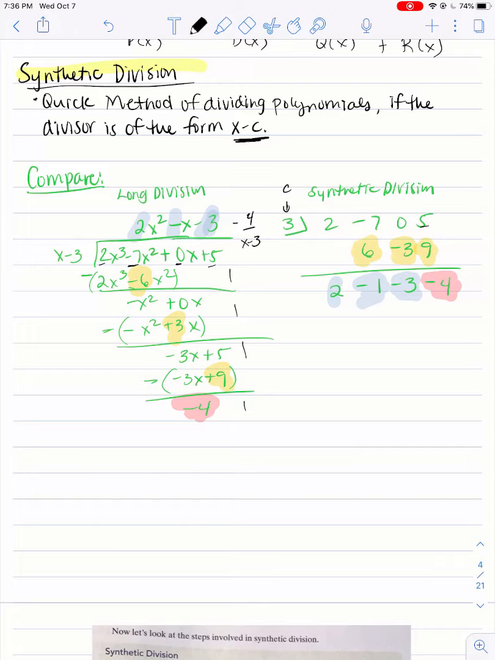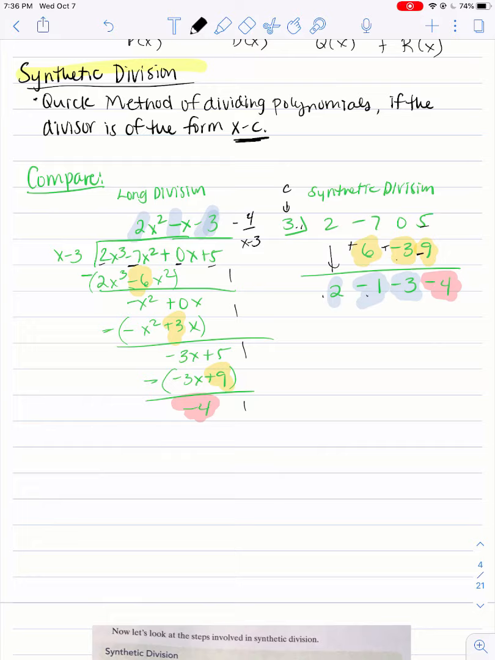And then we just bring down the 2, the first term, and then you multiply 3 times 2, then you get 6, and then you add those terms. You do 3 times negative 1, and then you get negative 3 up here. You add those, and then 0 plus negative 3 is negative 3. You multiply negative 3 times 3, you get 9. Or actually you get negative 9. And then you add 5 minus 9, and then you get negative 4.